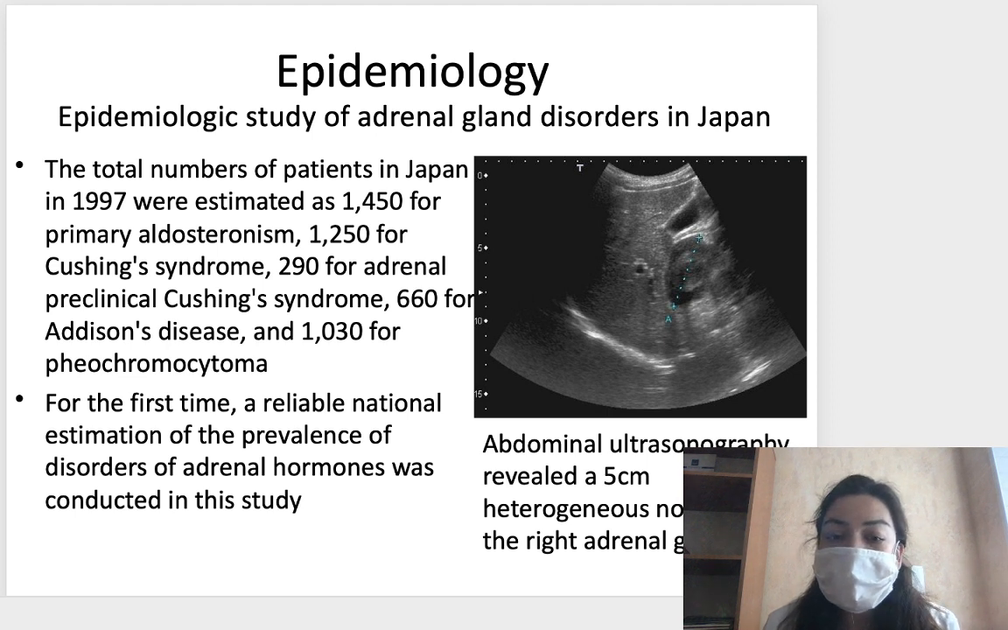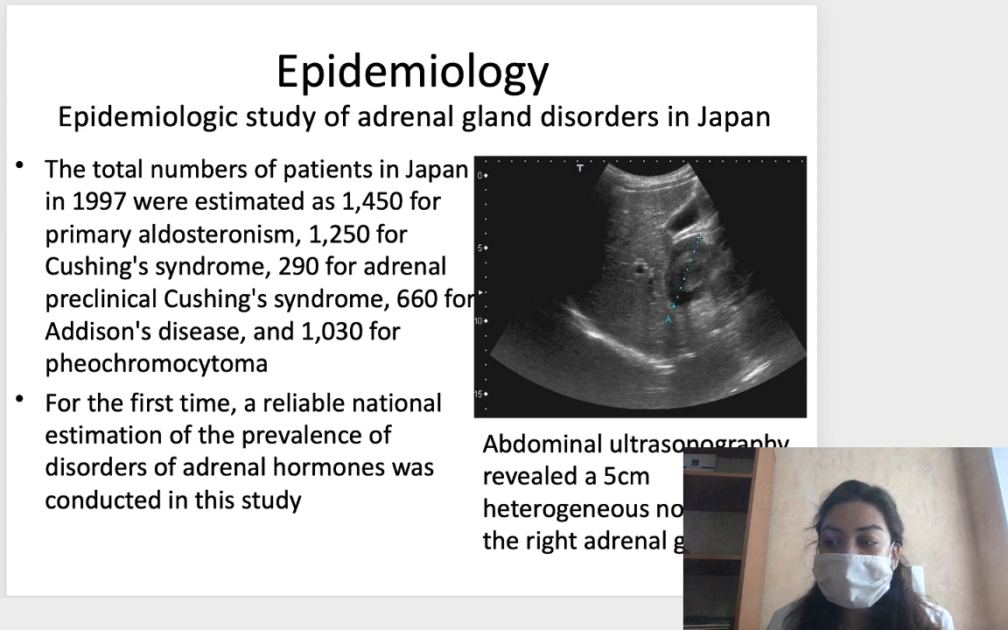Epidemiology. As an example, I took Japan because they have very good statistics. In Japan, in 1997, the estimates were 1,450 for primary aldosteronism, 1,250 for Cushing syndrome, 290 for adrenal preclinical Cushing syndrome, 660 for Addison's disease, and 1,030 for pheochromocytoma.